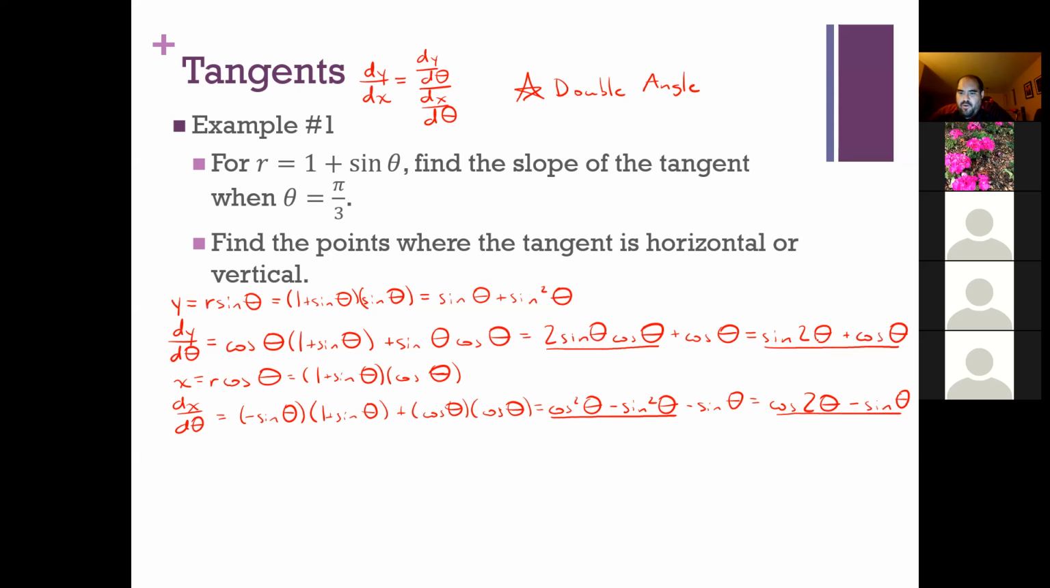And by the way, I just want to point out before I go any further, me bringing in the double angle identities is more or less optional. It is optional, but it really makes what we're about to do next simpler. Because for me to get the slope of this tangent line, I need to do some substitutions, and I would really like to do as few of them as I need to. So dy d theta is equal to sine 2 theta plus cosine theta over cosine 2 theta minus sine theta.